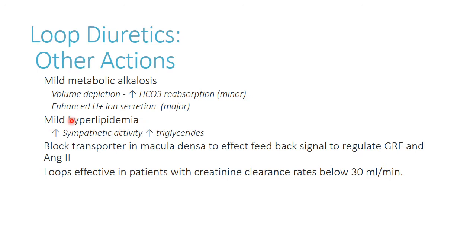So again, a lot of these disease states go hand in hand. And then also, you can see blocking this transporter here in the macula densa. So again, that can affect the juxtaglomerular cells, which will affect things like angiotensin II release and GFR and all of that. Not GRF, I don't know what that is, but GFR should be the correct thing there.